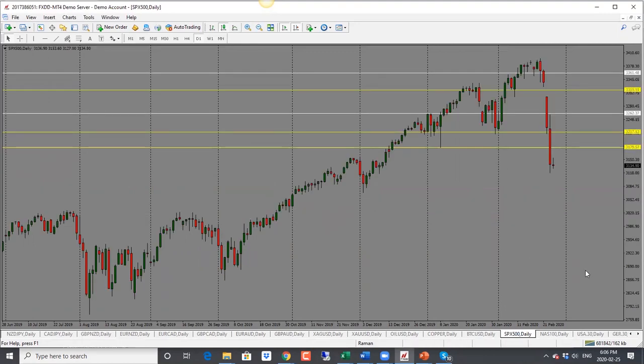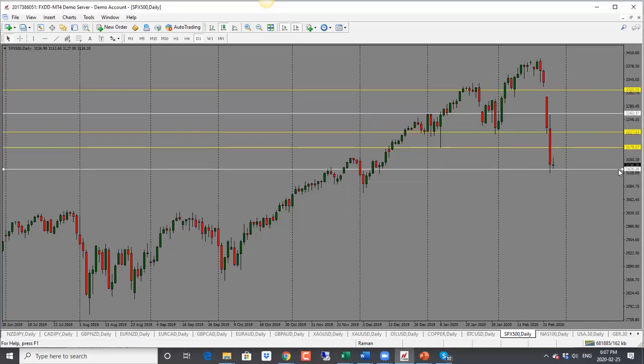S&P 500, a big drop today. And again, all due to the coronavirus issue. Now, there was a pullback first because it looked like markets were going to ignore it and turn around, but that didn't last very long, and we did see a huge drop here.